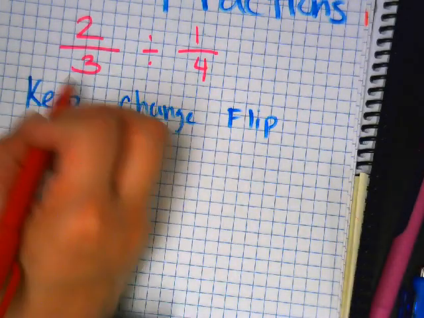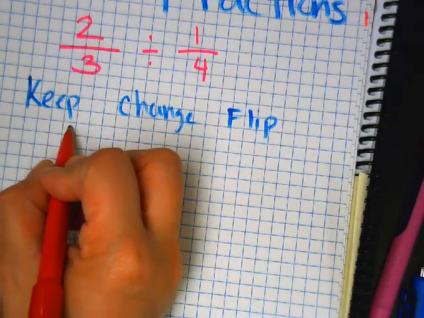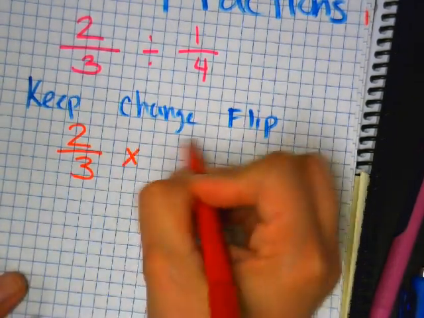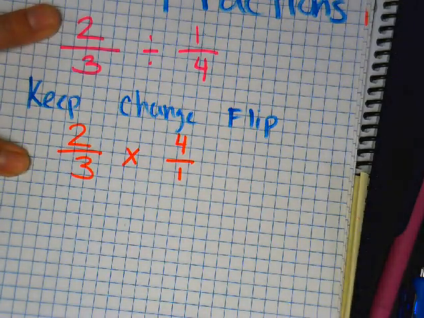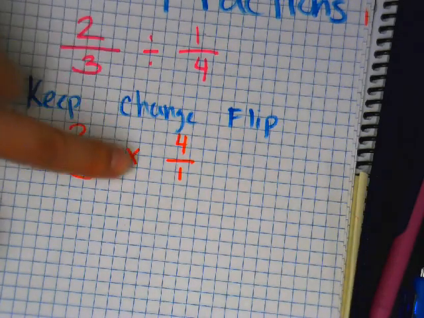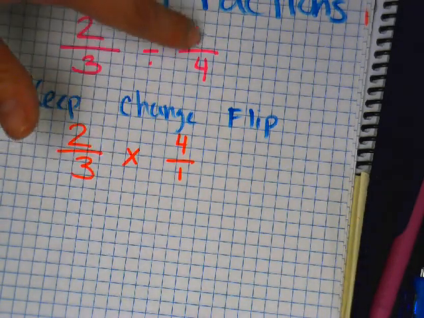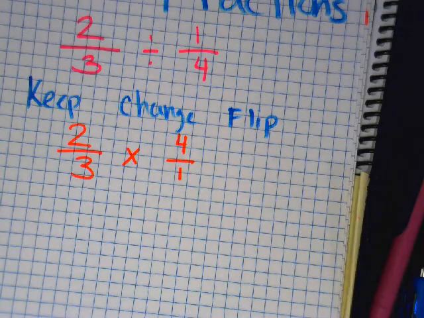What does this problem turn into? 2/3. Exactly. So you keep your first fraction. Nothing changes. Then division turns into multiplication. And then you flip it. Keep, change, flip.